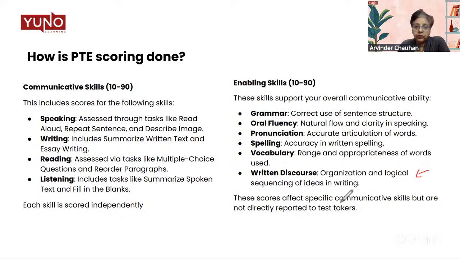Fine. Okay, so these scores reflect specific communicative skills, but are not directly reported to test takers, right? What do you mean by not directly reported to test takers? These are scores that you may never even come to know about. You will only be given these scores when you get your result: speaking, writing, reading, and listening. These may not even be communicated to you.